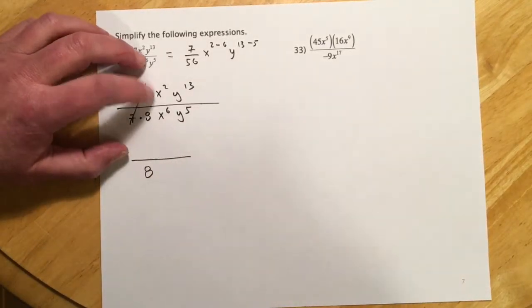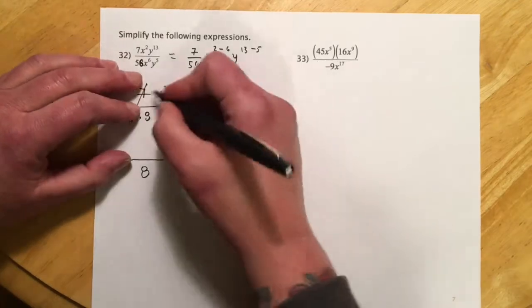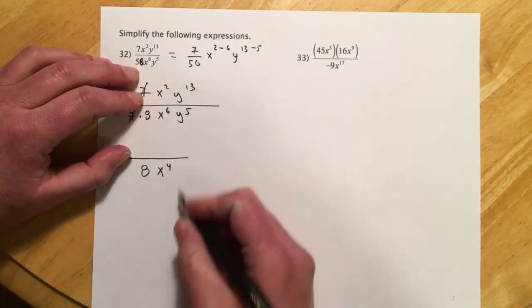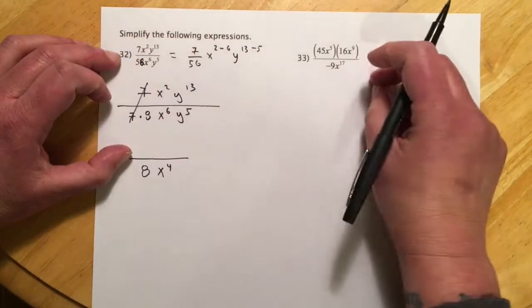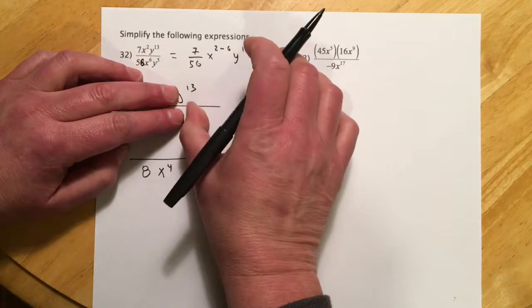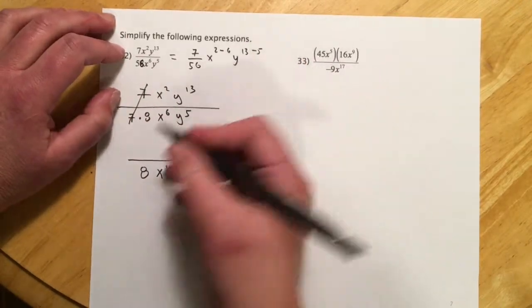If you think I got 2 x's up, I got 6 x's down, so if I cancel out 2 of them, I am still going to have 4 left in the denominator. And then if I had 13 y's all written out and 5 y's written out, and I cancel out 5 of them, I would have 8 up top, or 13 minus 5 is 8.